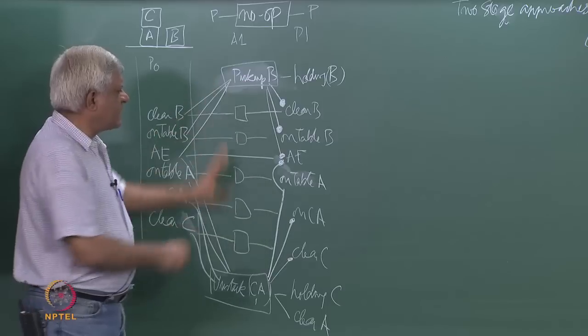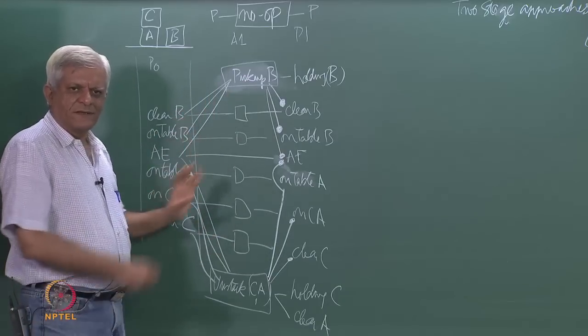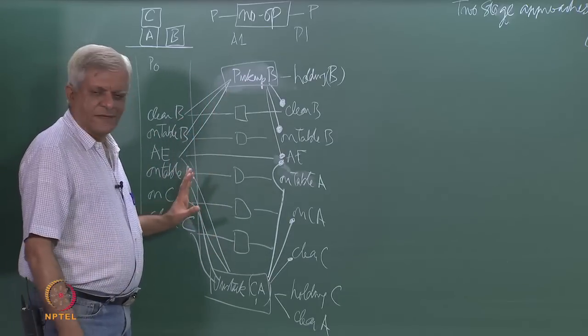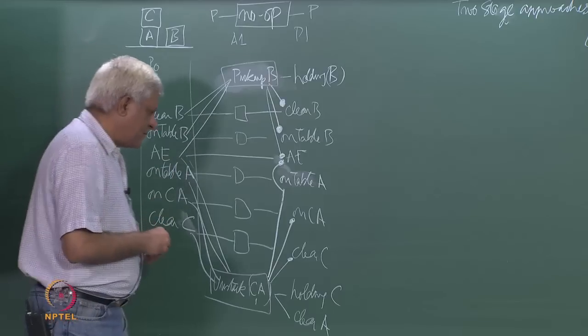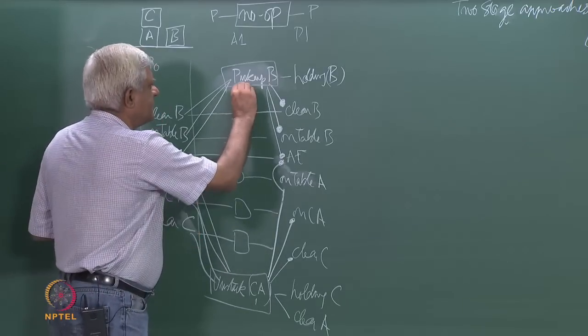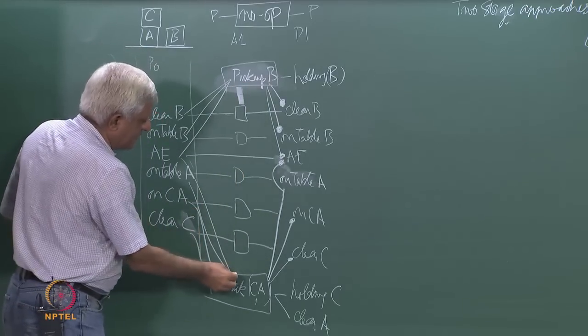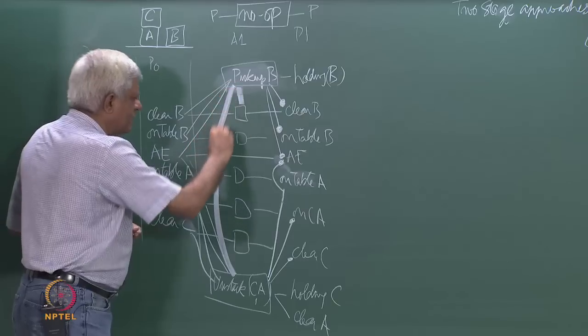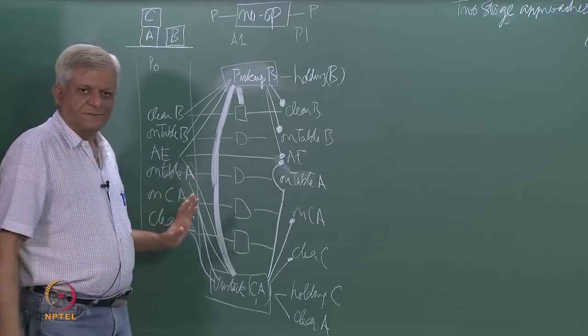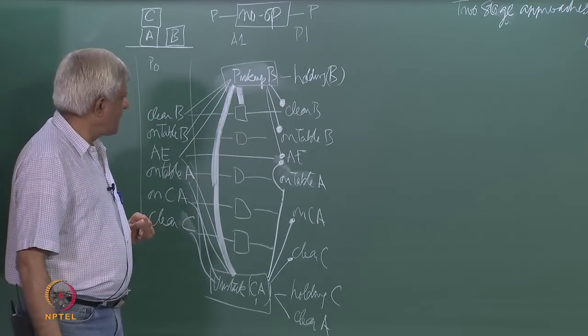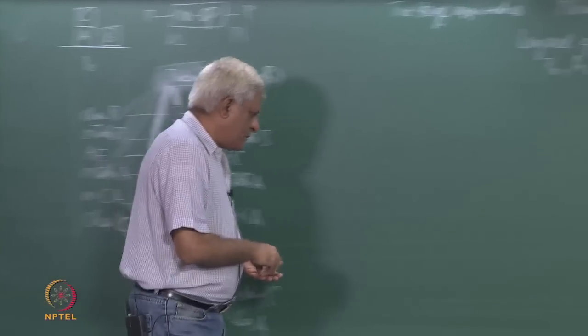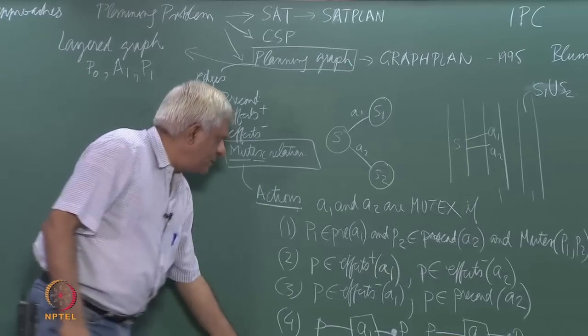So, as you can imagine, there would be many mutex edges between actions that we will have to find. One mutex edge that we have is between this and this, another mutex edge is between these two, and there are others of course that you can find. So, that takes care of the action layer.